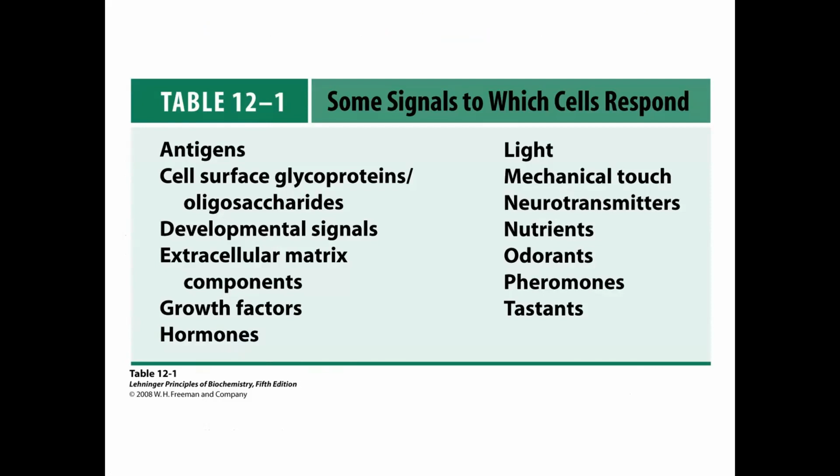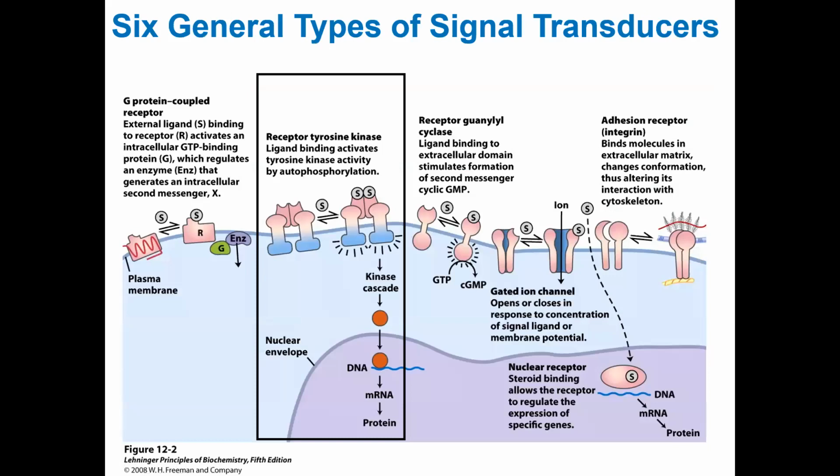Now, some signals to which cells respond are shown here, and many of them you will see in the coming lectures when we talk about metabolism, right? You will see certain developmental signals, growth factors, hormones, neurotransmitters. When they bind to their receptors, their cells respond. Okay. So in terms of types of signal transducers, there are 6 different types. Okay, 6 general types, and those are the ones that are shown here.